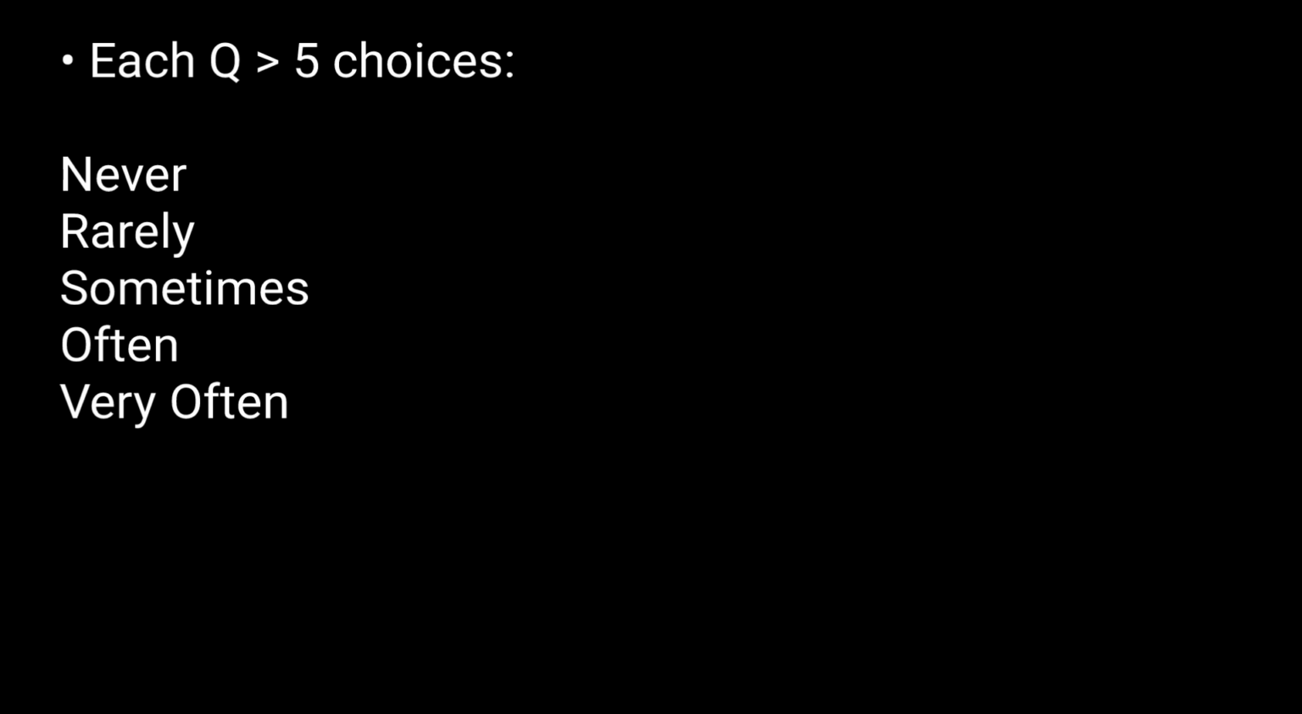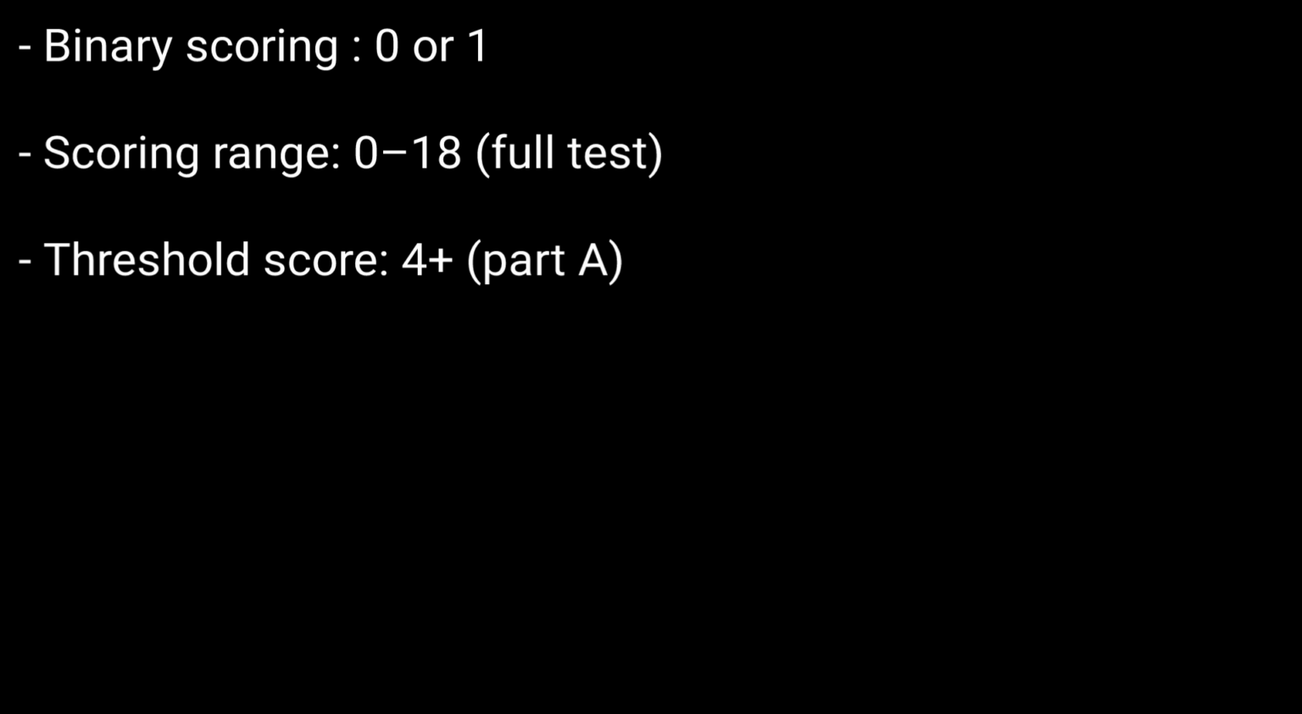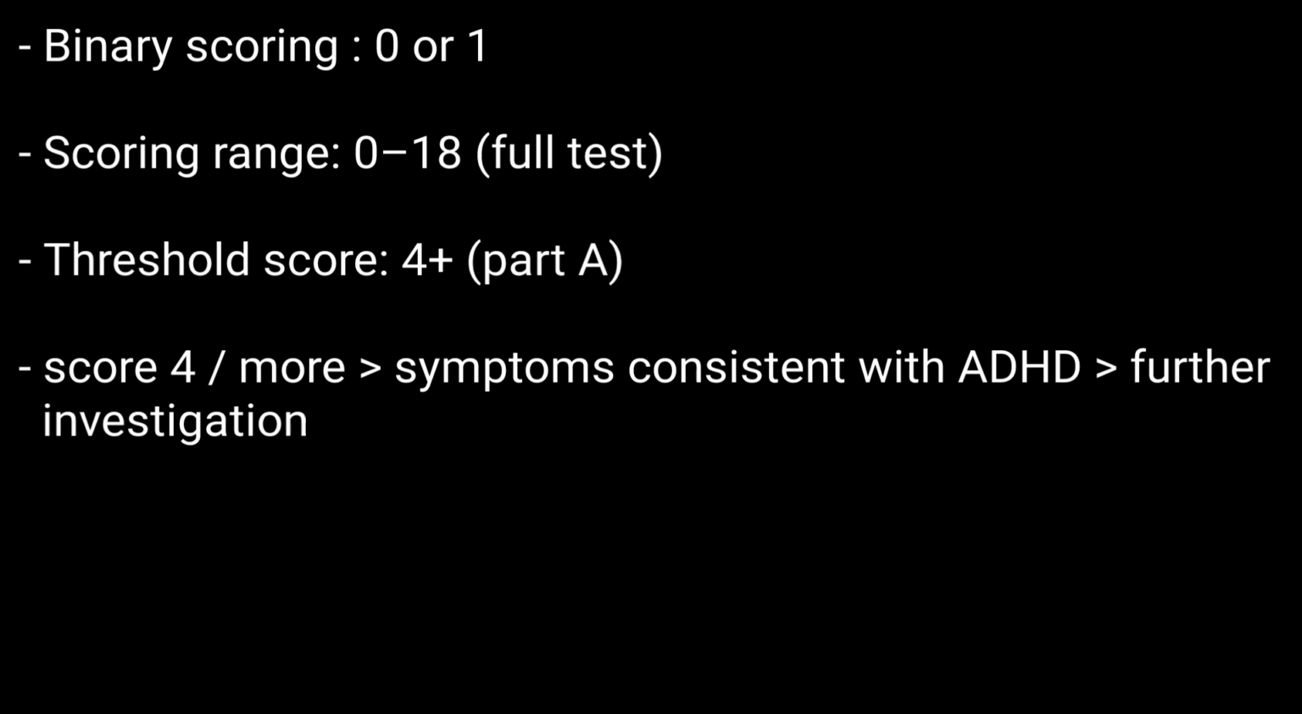How to take the test? Each question gives you the following five choices. Although you get five choices per question, the scoring is binary. You get either a 0 or a 1. The scoring range is 0 to 18 for the full test, and the threshold score is 4+. So this means if you score 4 or more on Part A, then the test shows you have symptoms highly consistent with ADHD in adults, and further investigation is warranted.